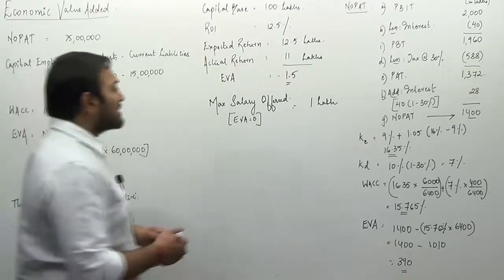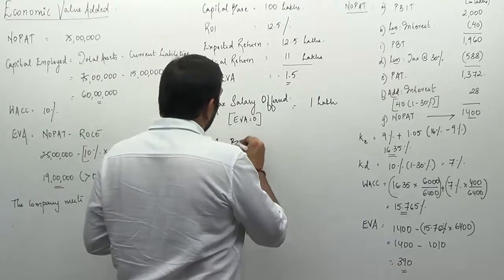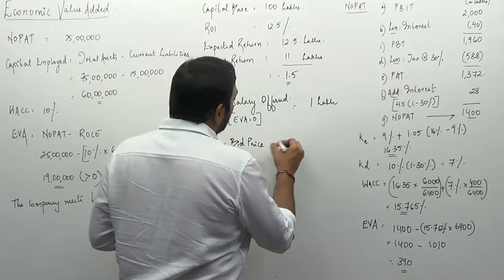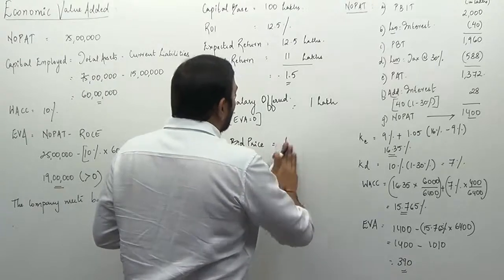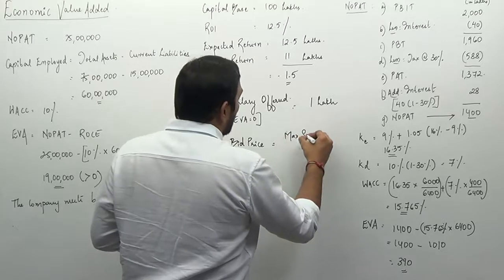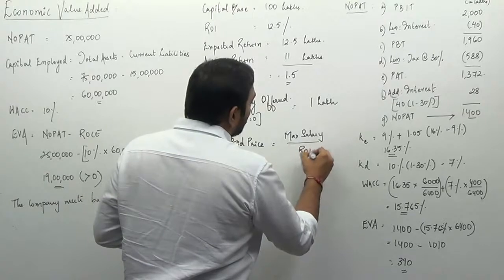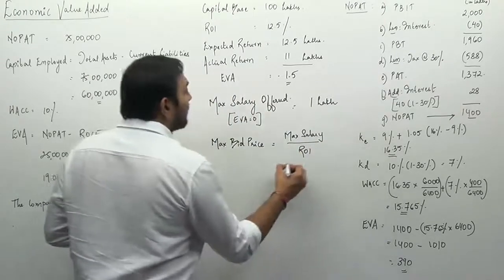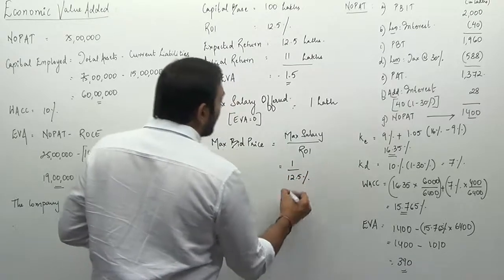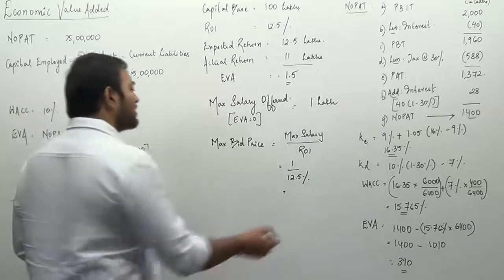Now he is asking you what is the maximum bid price. Maximum bid price can be given as maximum salary divided by return on investment expected. 1 lakh divided by 12.5%. This will give you an answer of 8 lakhs or so.